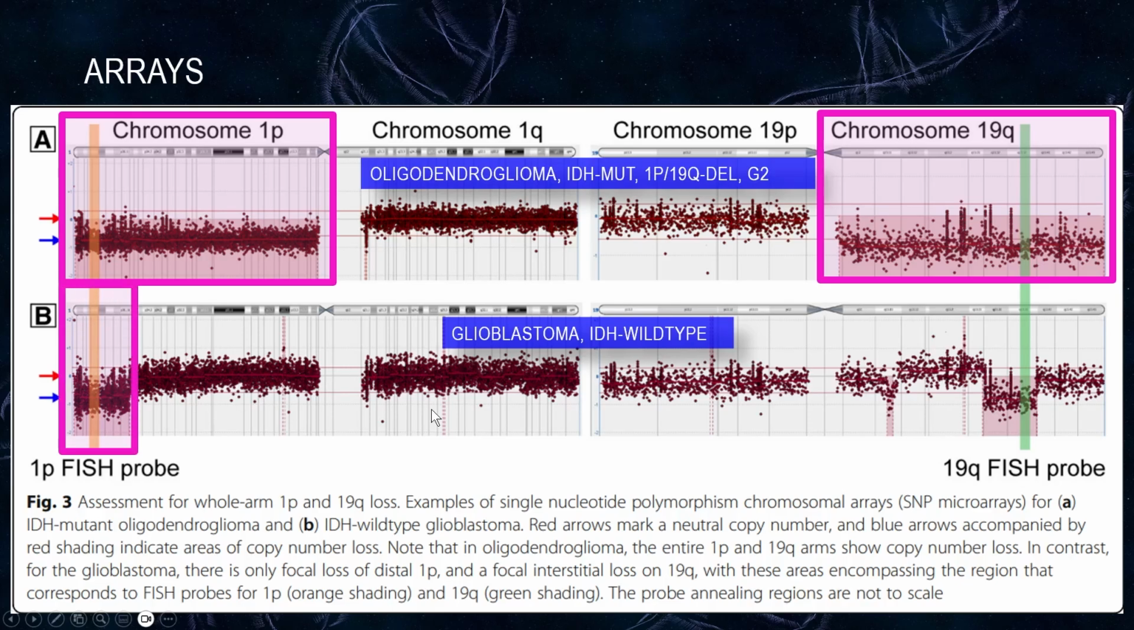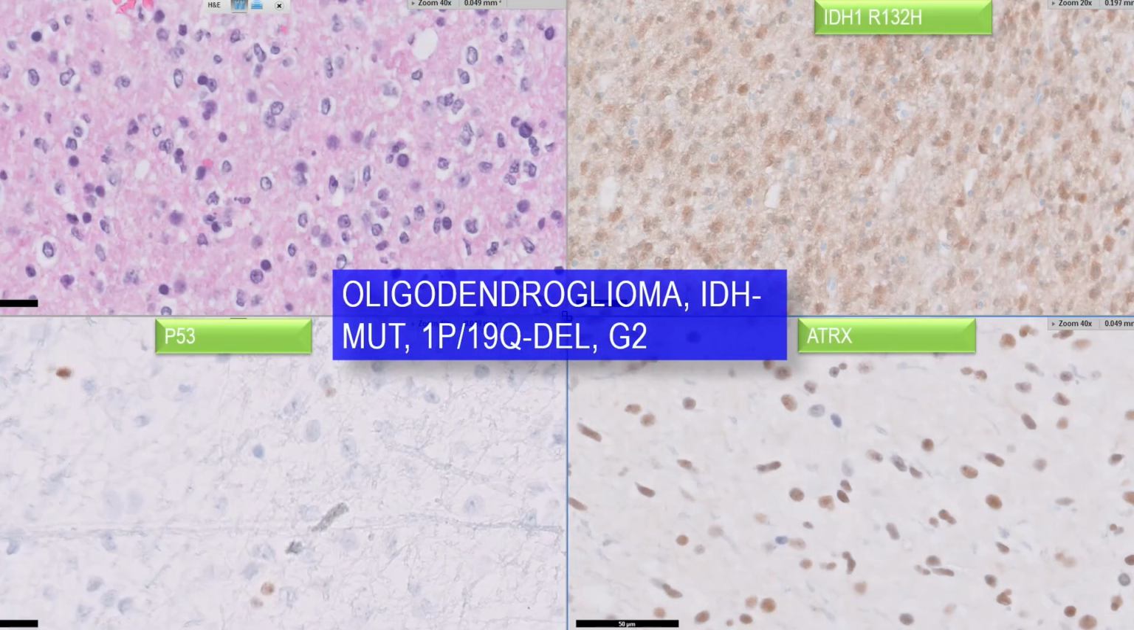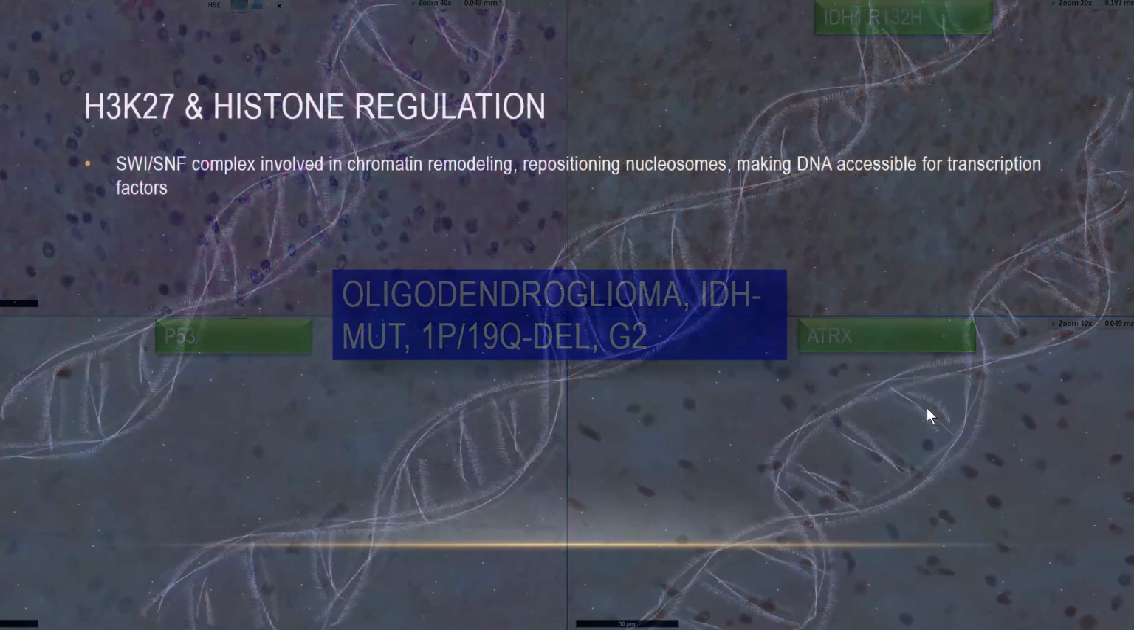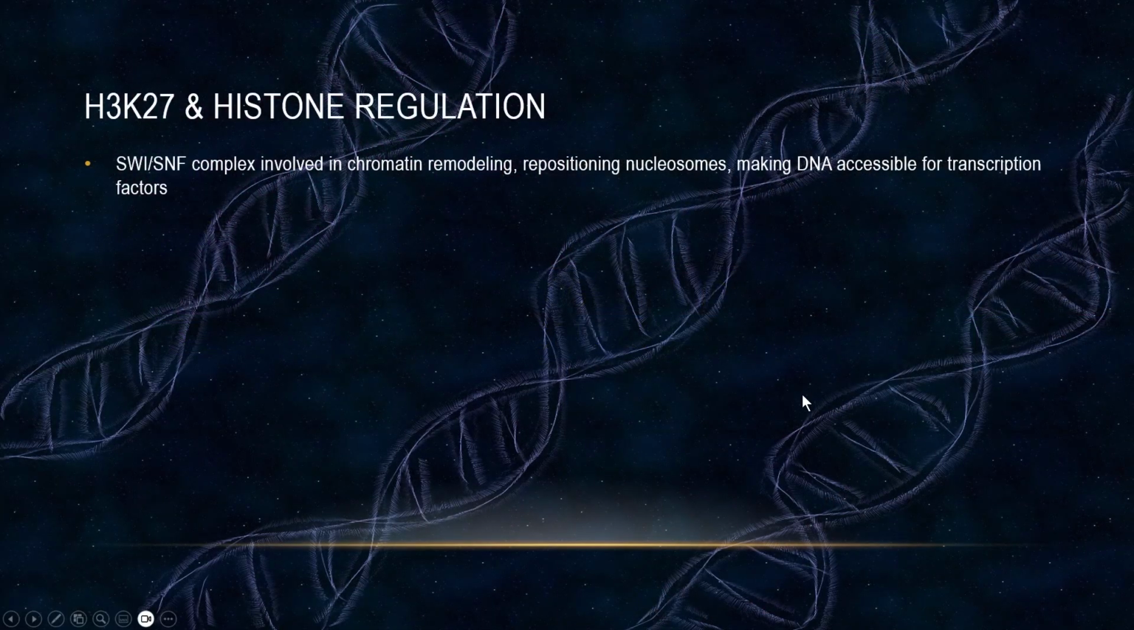Again, just showing loss of that region on 1p and loss of that focal region on 19q. And here was an example of that. So again, at the top left, some histology, a little bit of the fried egg appearance. It'll also have the IDH1 mutation. This would be maybe some wild type staining for p53 here, and then intact ATRX. And then the 1p19q you would see by FISH or other methods.